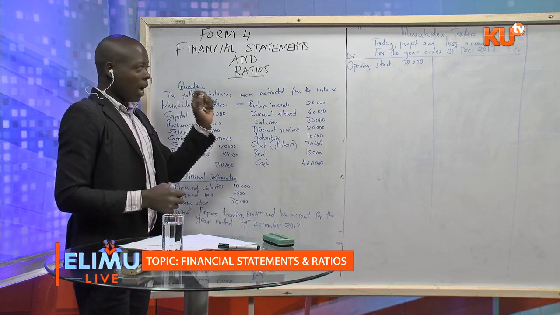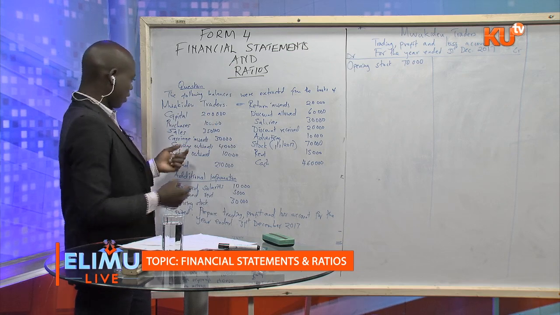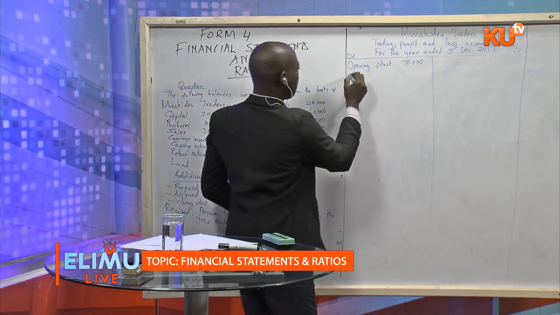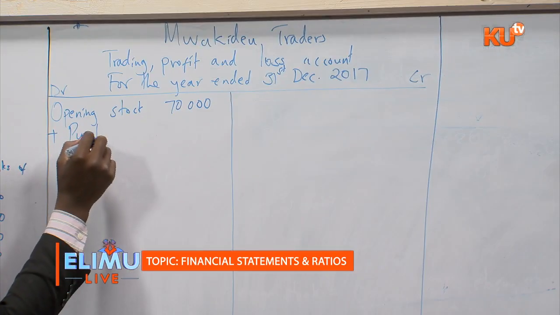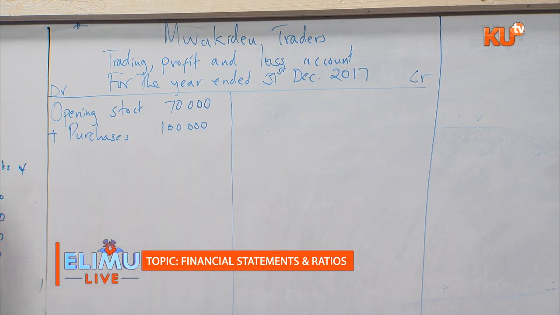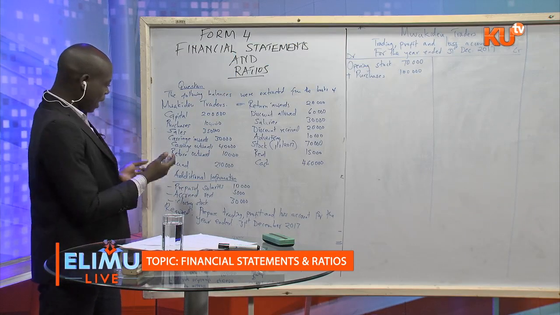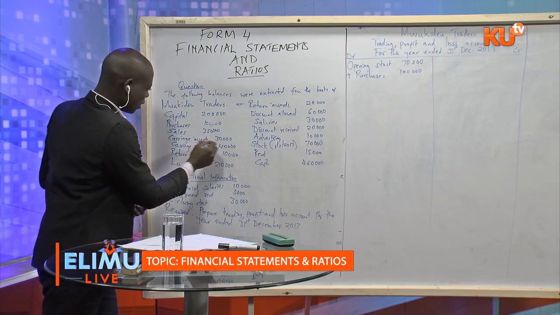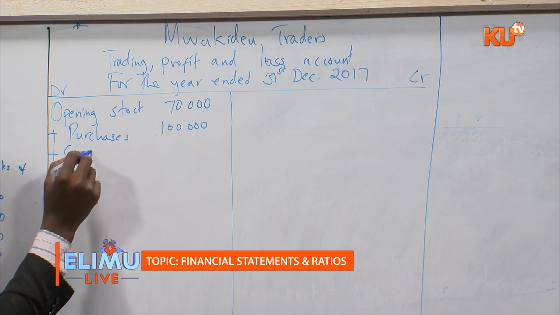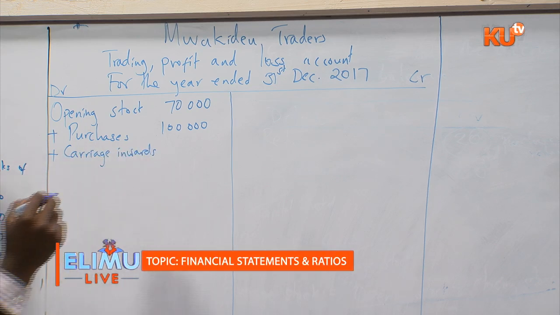Then number two, add purchases. Do you have purchases for Mwakideu? Yes, we have purchases worth 100,000. So we add purchases, which is 100,000. Number three, do you have carriage inwards? From the entries, yes, we have carriage inwards, 30,000. So we add carriage inwards, 30,000.